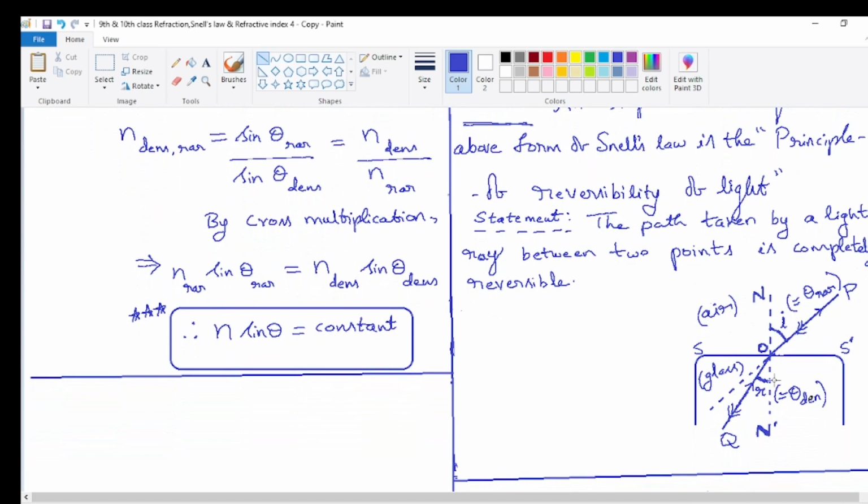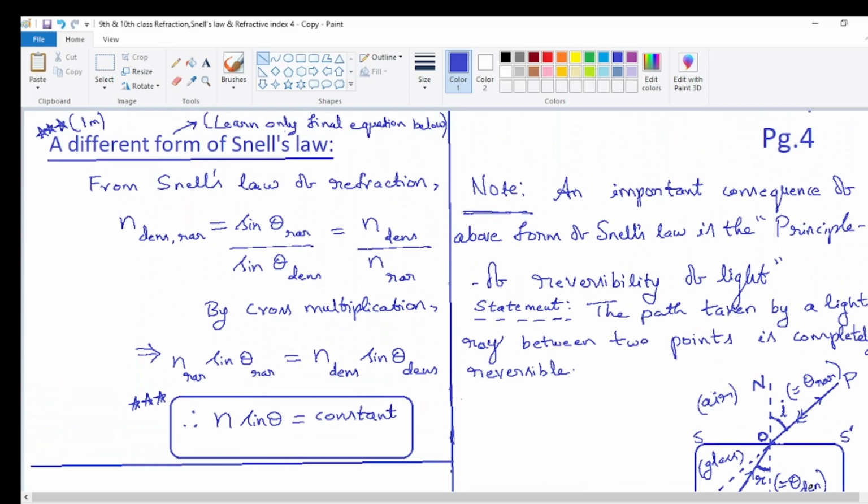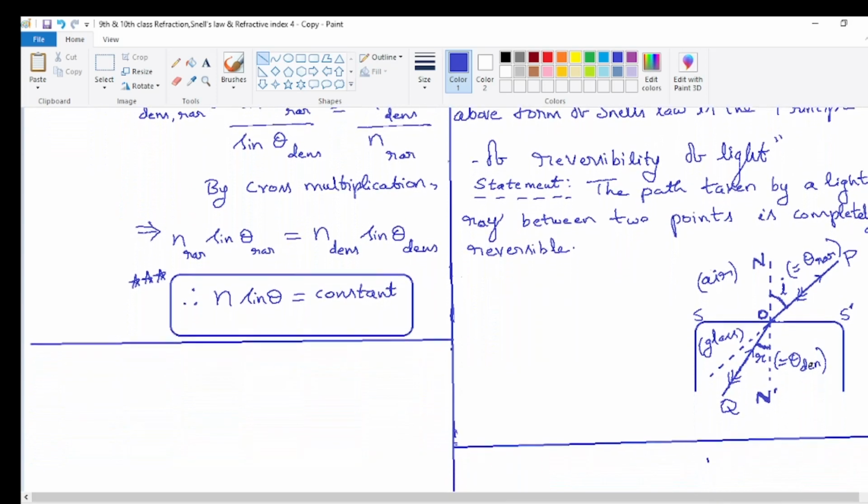And next, 1 note point, the statement of the principle of reversibility of light. This is a diagram we have already seen during explanation, a few minutes back. This carries no marks, just a note point, but a very, very powerful principle. It is said to be one of the most powerful principles in optics. It's not a separate principle; it comes from Snell's law. So this is the principle of reversibility of light.